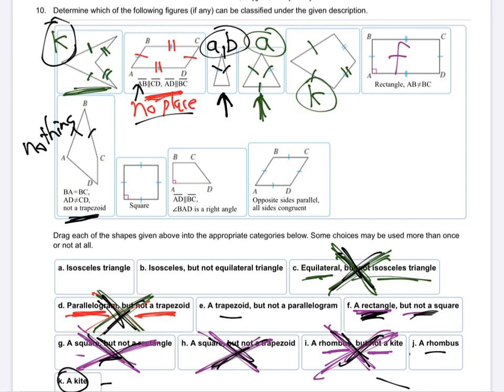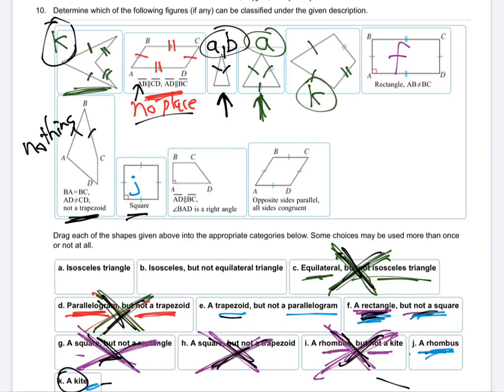All right, coming down to the square. Now, what is the square? It's going to fit several categories. A square, first off, can't fit here: a trapezoid but not a parallelogram. A square is a parallelogram, so it doesn't fit that category. How about the next category? A rectangle, but not a square. No, it is a square. How about a rhombus? Yeah, it's a rhombus because it's got 4 equal sides. A rhombus just has 4 equal sides.